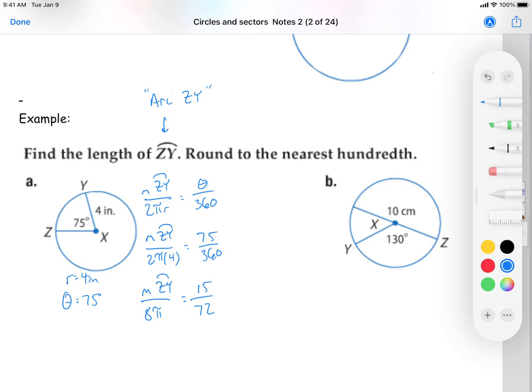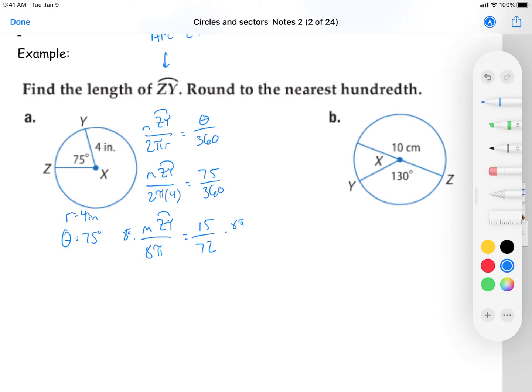So now I could do my cross product property, which is something that we've used a lot. But I'm just instead going to multiply both sides by 8 pi. All that's going to do is keep the 72 where it's supposed to be, because we're eventually going to divide by 72 anyway, and then isolate measure of arc ZY. So measure of arc ZY is equal to 8 times 15, which is 120 pi over 72.